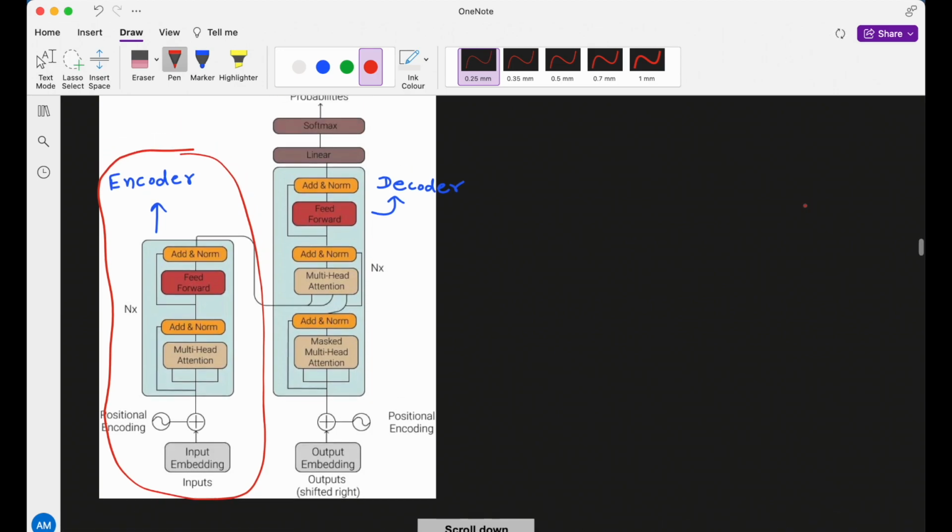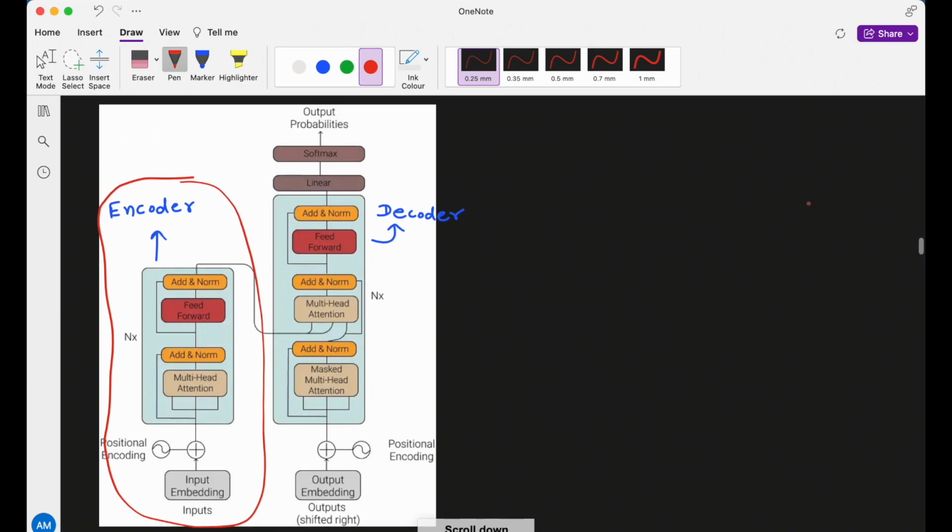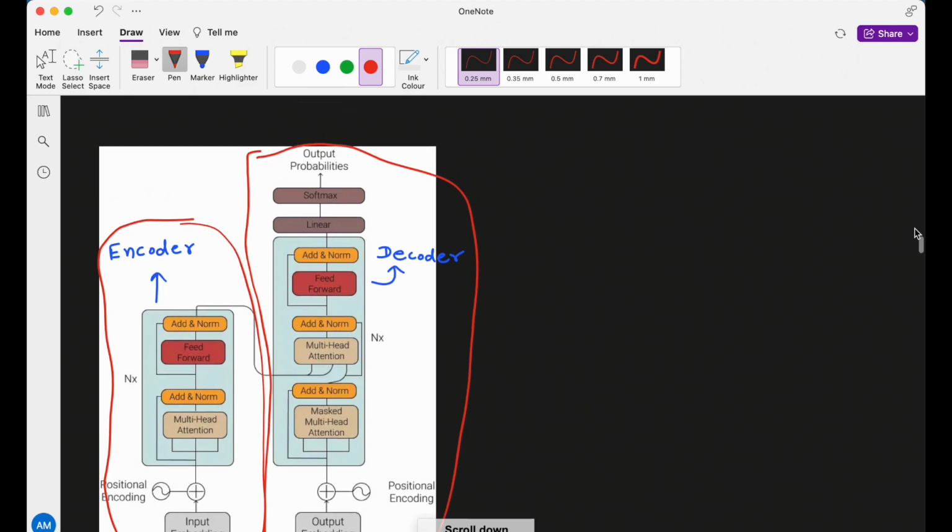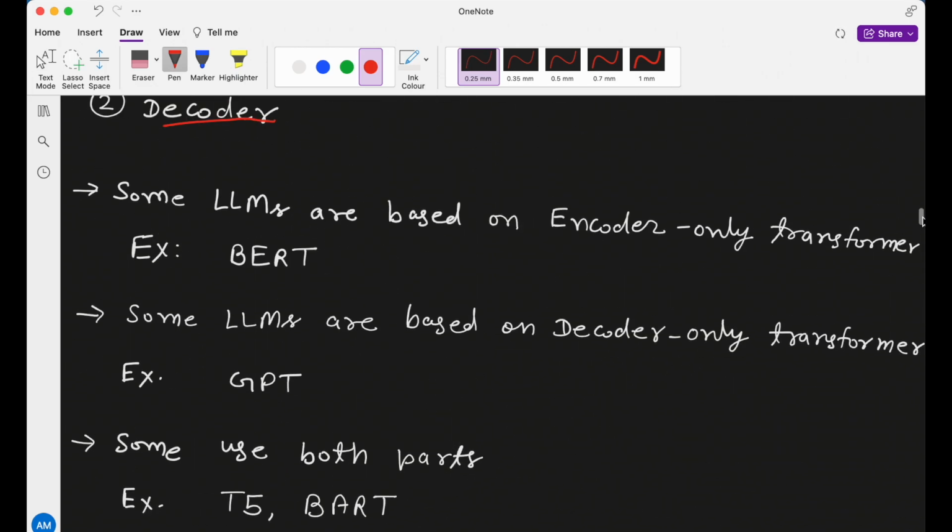Let me show you the entire picture. This is the decoder part, the right part is the decoder part. Now let me go back to the section where we were.